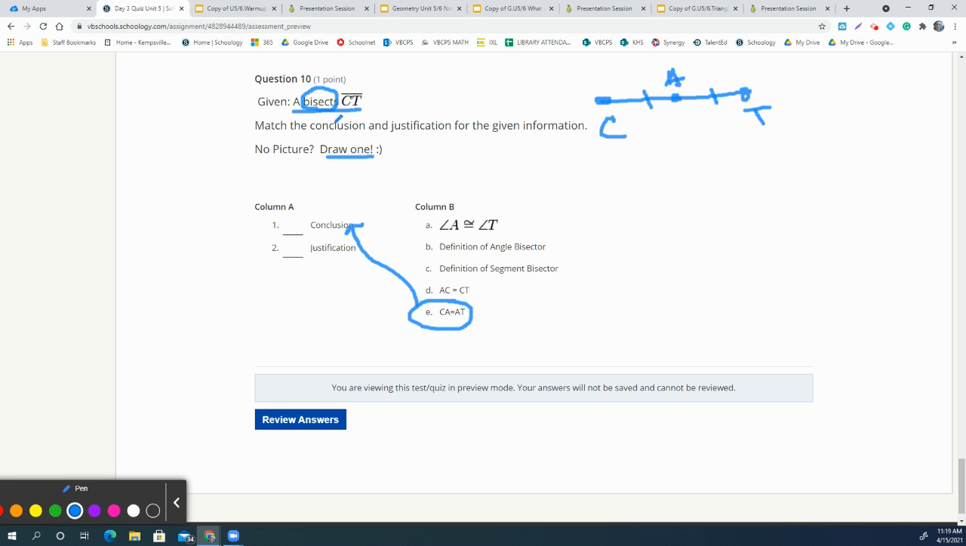You're going to use this word, and it's a segment bisector, not an angle bisector, because this, my friends, is a segment, not an angle. Does that make sense? Kind of, sort of, maybe? Okay.